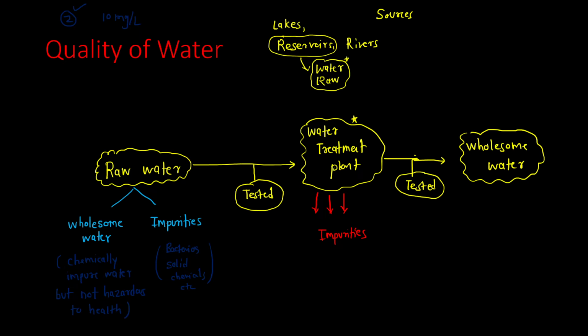Now, in this water treatment plant, what happens? The impurities are thrown out from the raw water. The raw water contains wholesome water and impurities, so these impurities are taken out in this water treatment plant. After the treatment, the water is tested again, and the final water that we get is called wholesome water. We have seen the definitions of both impurities and wholesome water.